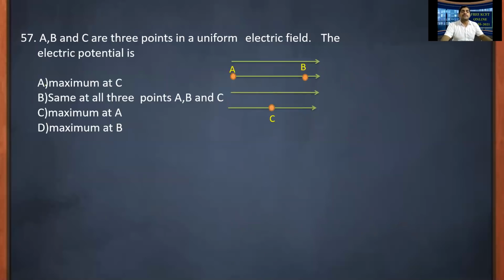57th. A, B, C are the 3 points in a uniform electric field. The electric potential is. So this is the uniform electric field. So same, this is the electric field. So what we have the relation? We have E is equal to minus dV by dx relation.